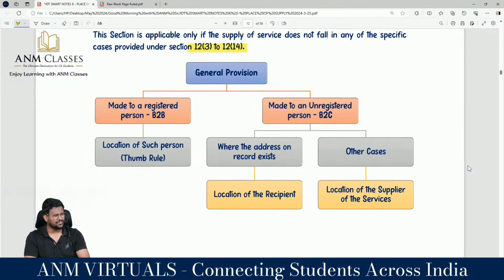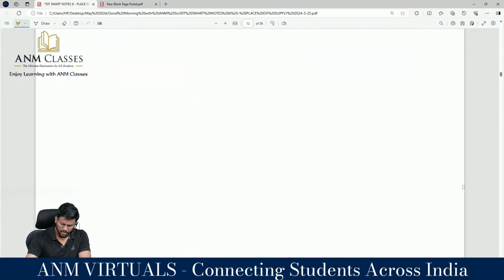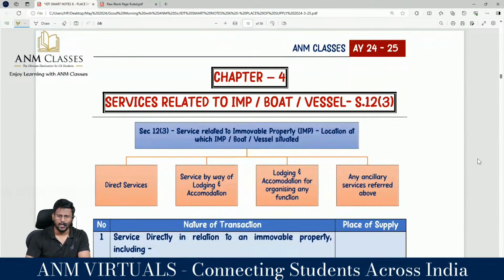Whereas if the service has been provided to an unregistered person, we have to check whether the address is available on record. If the address is available on record, the location of the recipient. Whereas if the address is not available on record, then the location of the supplier of the services. This is what section 12.2 is all about.